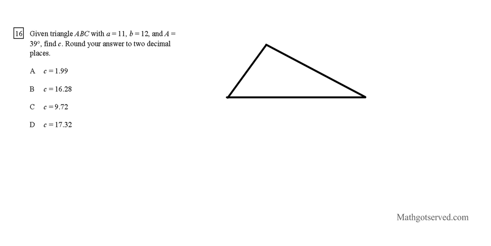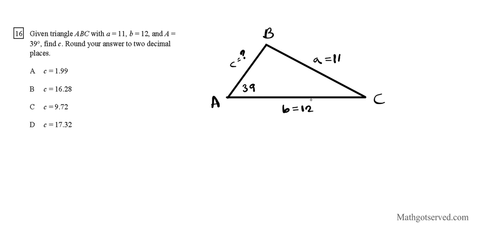This is not drawn to scale. Call this A, B, and C. And that's big B, that's little b, that's big C, that's little c, that's big A, that's little a. So little a is 11, little b is 12, big A is 39. Okay, and we're asked to find little c. All right, so let's see what we have here.